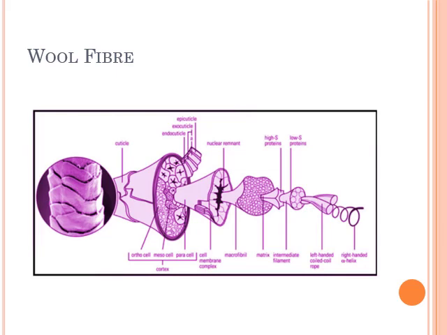The microstructure of wool fiber consists of three main components: the cuticle, cortex and medulla.